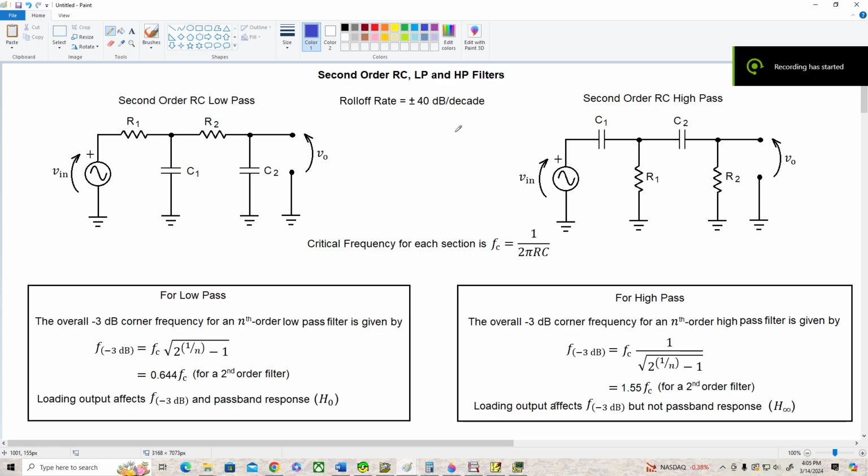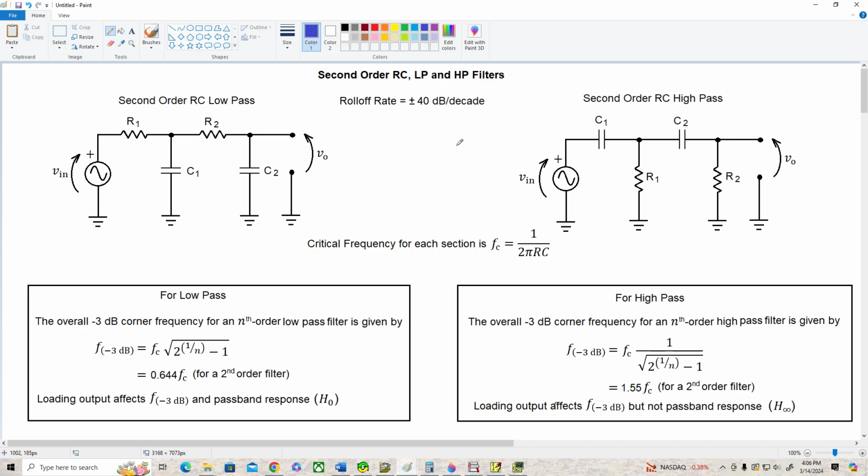Today's topic is second order RC low pass and high pass filters. We'd use a second order filter if a first order filter didn't give us fast enough rejection in the stop band. The roll-off rate for a second order low pass is minus 40 dB per decade. The roll-off rate for a second order high pass is plus 40 dB per decade.